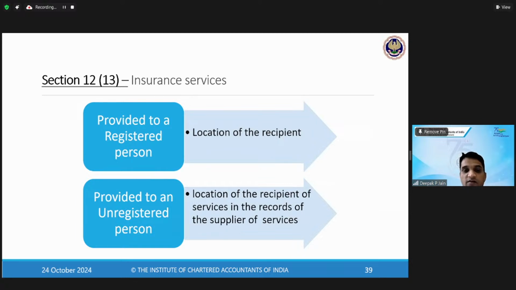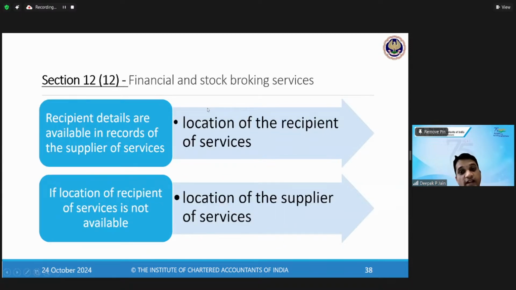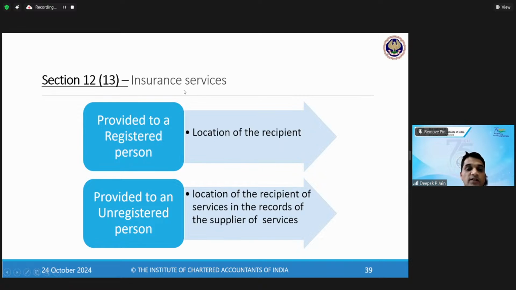Similarly, for insurance services, when provided to a registered person, it is the location of the recipient. Yes, the same applies in the broking industry. Yes, Manoj. Both, if you see 12(12), it is financial and stock broking services. 12(13) is in the case of insurance services. When it is provided to a registered person, then it is the location of the recipient. And if it is provided to an unregistered person, then it is the location of the recipient in the records of the supplier of services.